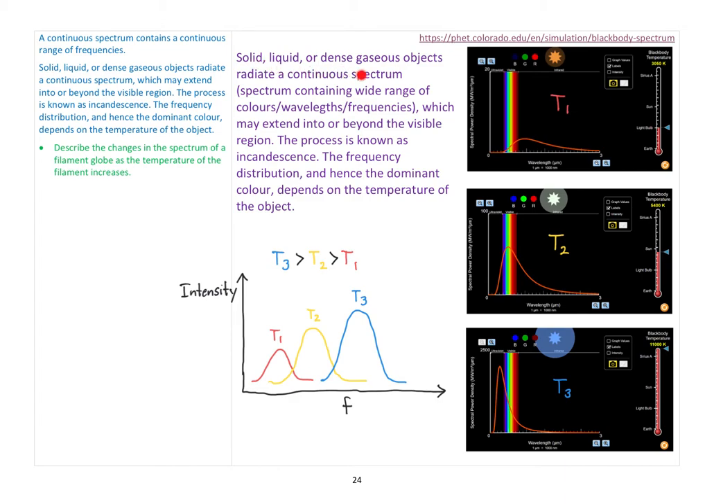A solid, liquid or dense gaseous object radiates a continuous spectrum. A continuous spectrum means it's a spectrum containing a wide range of colours, wavelengths, frequencies. We use these three words interchangeably. Each colour corresponds to a wavelength, and the wavelength is directly related to the frequency by the equation c equals f lambda, where c is the speed of light.